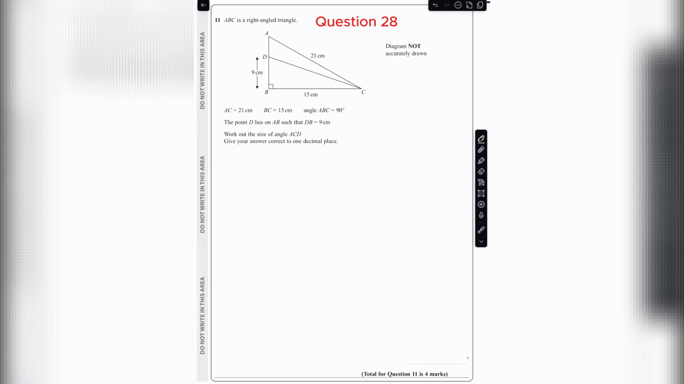In question 11, we are given a right angle triangle ABC and some information about this triangle. Point D lies on AB such that DB equals 9 centimeters. Work out the size of angle ACD. Angle ACD can be represented here. In order to determine the size of this angle, we need the length DC and the length AD.